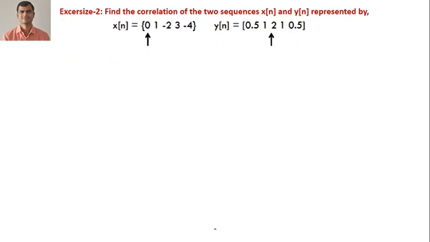Next, again 2 sequences are given, and we have to find the correlation. What type of correlation? X and Y are given, so it is cross correlation. Now first we will find the number of samples. Here 1 2 3 4 5, here 1 2 3 4 5, so 5 plus 5 is 10 minus 1, it is 9. So the number of samples in the output sequence is equal to 9, and then the position of the arrow.